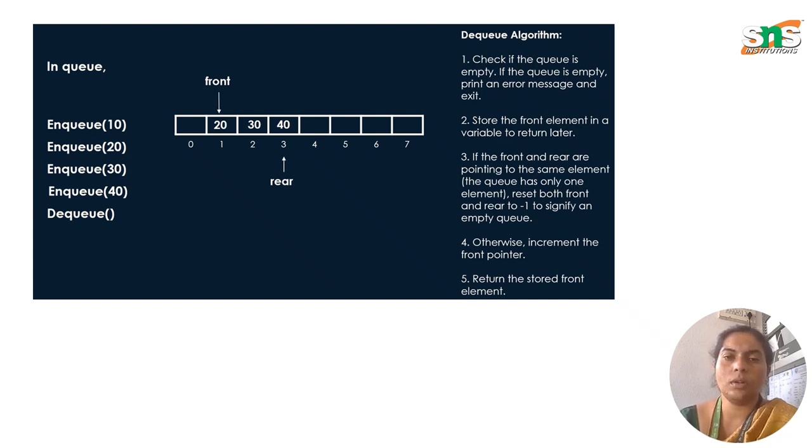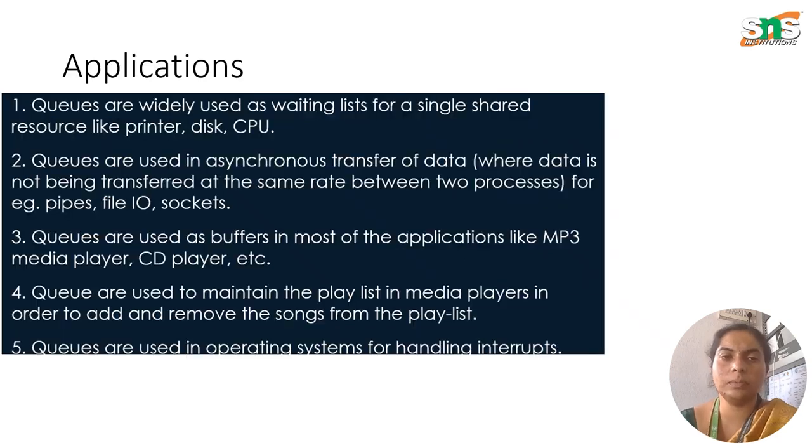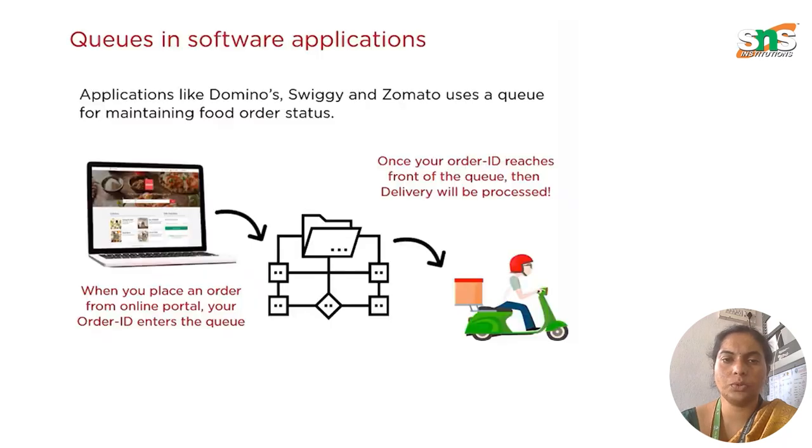So this is the overall operation of the queue concept, and now the applications of queue. It's widely used in the waiting list for a single shared resource like printer, disks and CPU. It is also used as a buffer in most of the applications like MP3 media players and CD players. And it is also used to maintain the playlist in a media player in order to add and remove songs from the playlist. And it is used in the operating system for handling interrupts. So these are the popular applications where the queue data structure has been used.